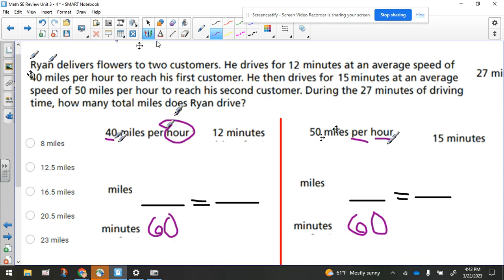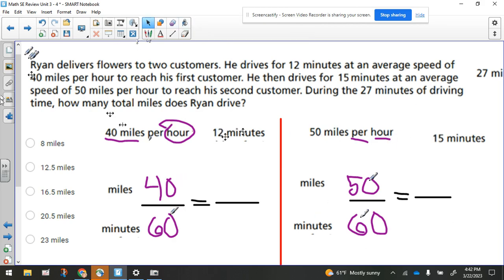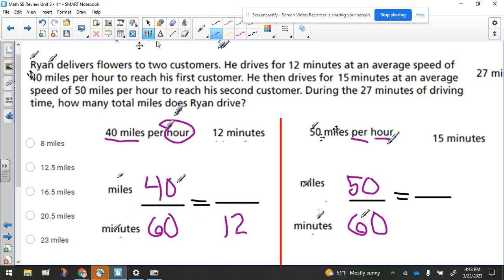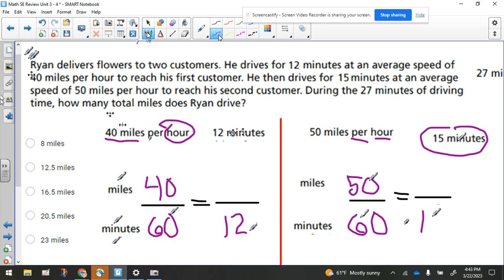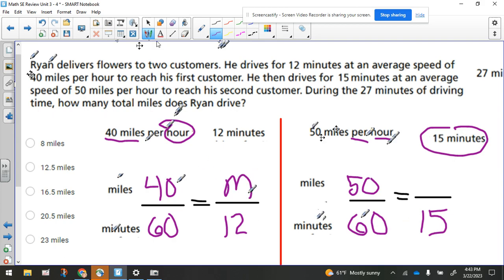So in this situation, we're going 40 miles in 60 minutes or an hour. And in this case, we're going 50 miles per hour, which is equivalent to 60 minutes. Now, what are you supposed to do with the numbers that are given in the problem? Well, here the time frame is 12 minutes. So you have to decide, where am I putting the 12? Well, the way we have this set up, let's put the 12 on the bottom because the bottom is talking about minutes. Now for here, this is 15 minutes, so we're going to put the 15 on the bottom because that's talking about minutes. And in both cases, we're solving for miles. So we're trying to figure out how many miles we go under these conditions, and how many miles we go under these conditions.